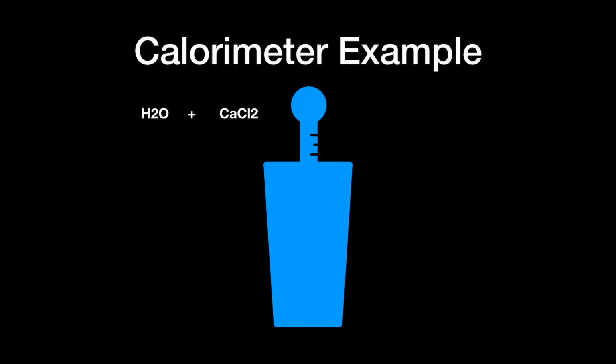Now for this particular reaction, not only are the products going to be calcium ions and chlorine ions, but there's also going to be heat in the products because the temperature increased, which shows that this was also an exothermic reaction. So, what can you do with this data from the calorimeter experiment?